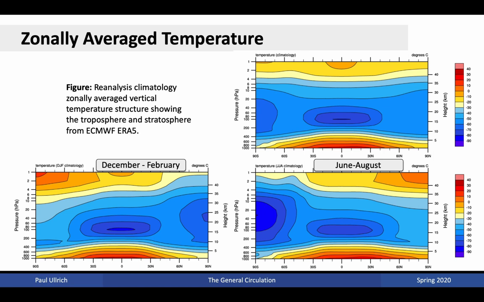If we look at the different seasons, what we see is that the surface profile showing highest temperatures occurring at the equatorial surface generally holds, with a slight shift towards the summer hemisphere. That is, in December to February, we see slightly warmer temperatures occurring in the southern hemisphere, and in June to August, we see slightly warmer temperatures occurring in the northern hemisphere.